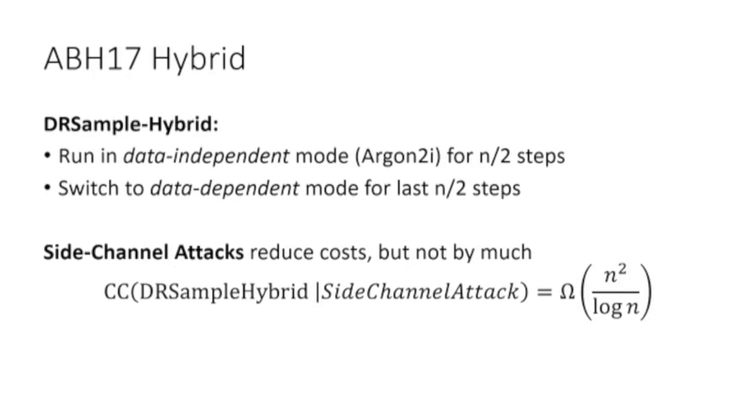So I would actually propose, instead of Argon2id, use Argon2id but replace the graph structure with this depth-robust construction. In this case, you're going to run in data-independent mode for n over 2 steps as before. If there's a side channel attack, now we have the property that cost is only reduced to n squared over log n. So there's a little bit of a reduction in cost, but it's not substantial.